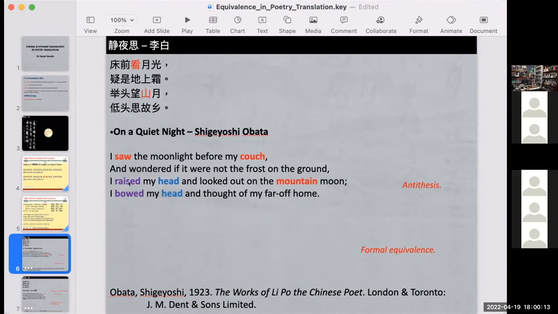The only thing is that I raised my head, I bowed my head, but here he just followed the Chinese structure. He faithfully followed the Chinese structure. That's why I would say this is formal equivalence, because he tried to keep the original text and the original meaning. The source text was his focus.